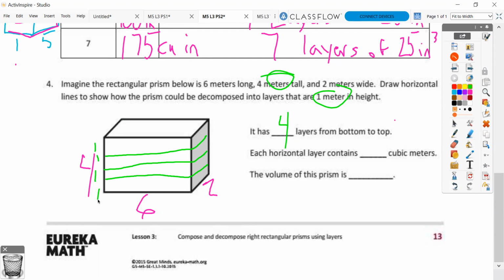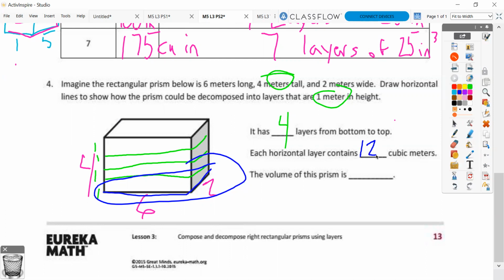So each horizontal layer contains how many cubic meters? Well, let me change color so we can actually see what I was drawing. We're looking for one of our layers. Well, one of our layers is a 6 by 2. So what would be the area of one of the layers? Well, that would be 12. So we know each layer is 12 cubic meters.